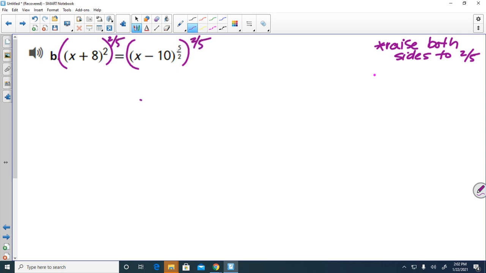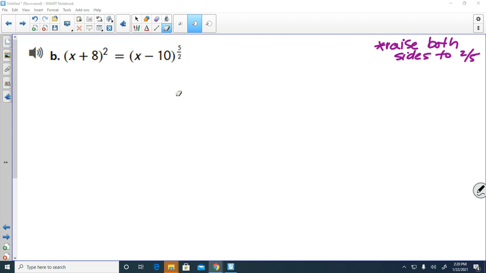Okay, on the right side, that cancels out. I'm left with x minus 10 equals. Now, what happens if I do x plus 8? 2 to the 2/5 would be 4/5. I still have a fraction. So, what can I do?